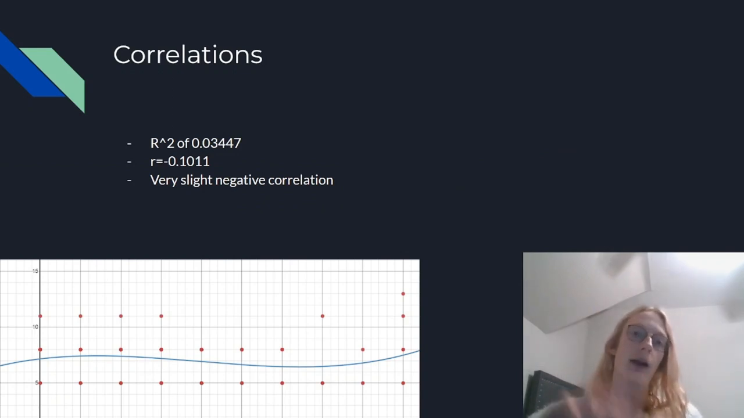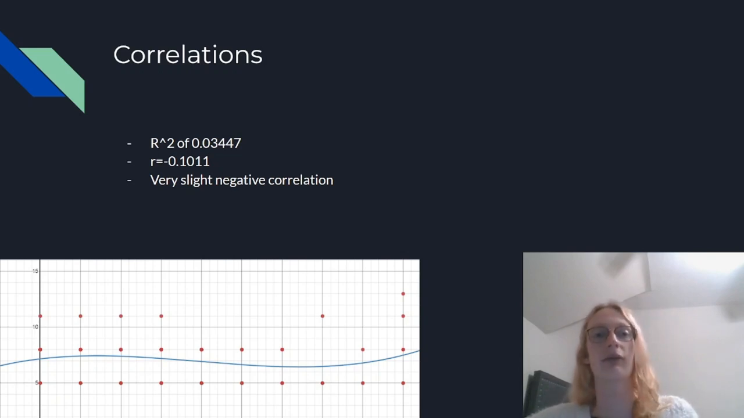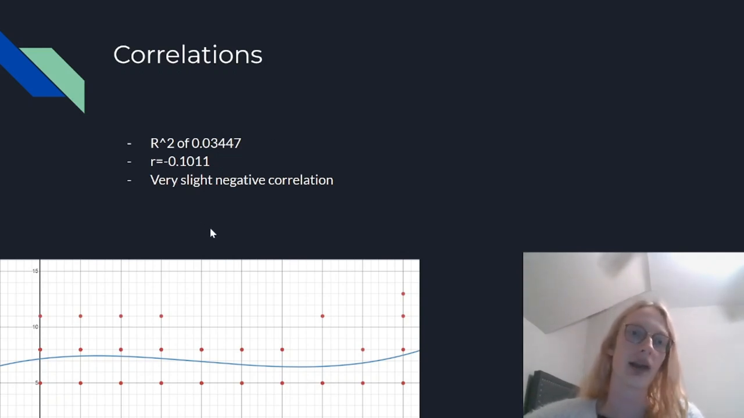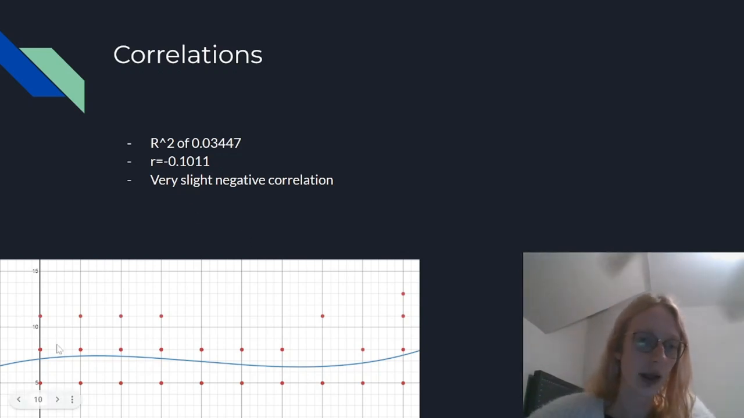So, I had an R squared value of 0.03447, which is a very, very low R squared value. And then my R value was a negative 0.1, which is again very, very low. So I said here, it's a very slight negative correlation. As you can see here, this is the best line that I could find for the fit, and it doesn't move all too much within my data range.